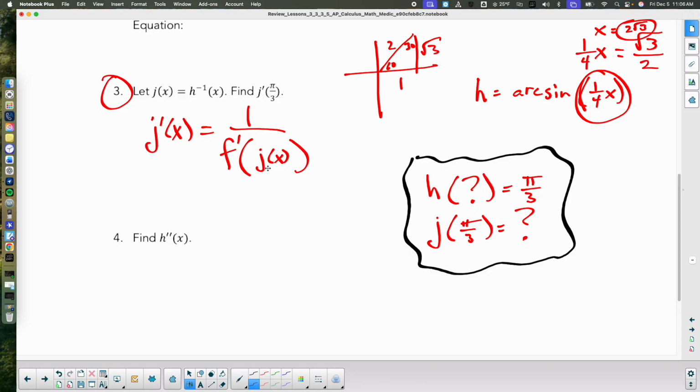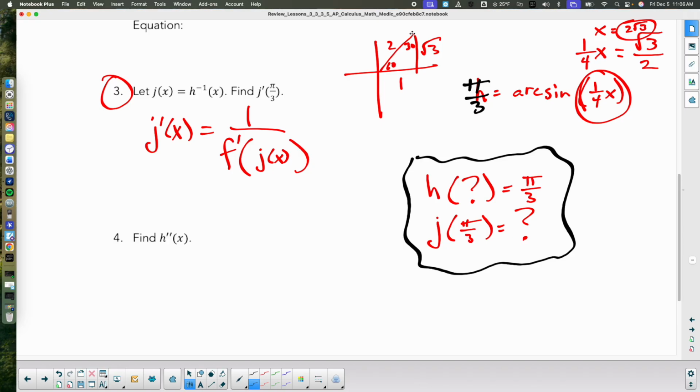Yeah, and our whole goal is to find out what j of pi thirds is. And to find j of pi thirds, we have to figure out when h is equal to pi thirds. So arc sine of 1/4 x is going to be equal to pi thirds. So I drew a triangle at pi thirds. And the sine ratio from pi thirds is square root of 3 over 2.